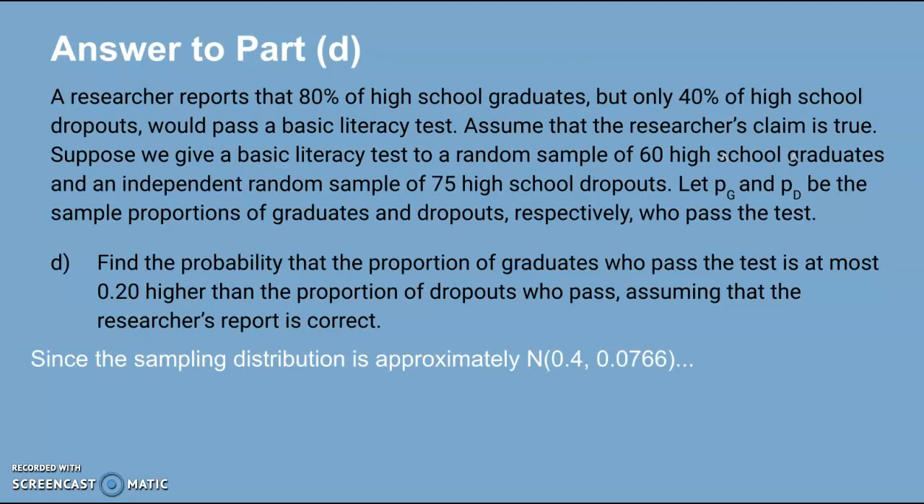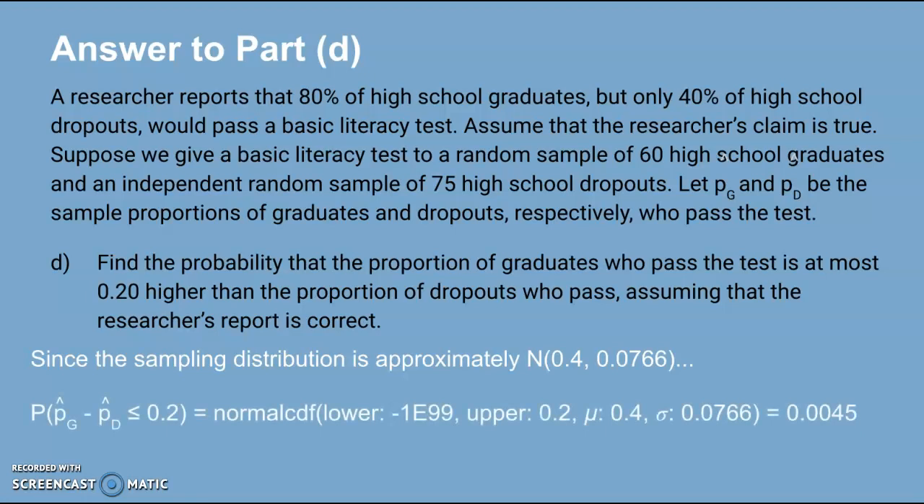Well, since the sampling distribution is approximately normal, and we know that the mean was 0.4 and the standard deviation was 0.0766, what we'd like to do is find out the probability that the difference between those two proportions, the proportion for the graduates minus the proportion of the dropouts, is less than or equal to 0.2. We're going to do that with normal CDF. You can see all the numbers in the equation. And that comes out to be 0.0045. Highly unlikely.